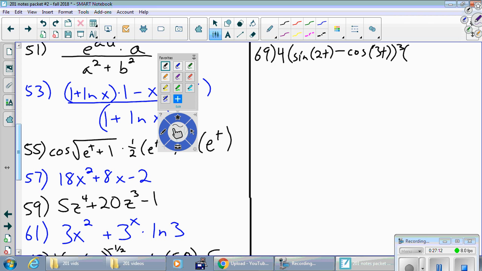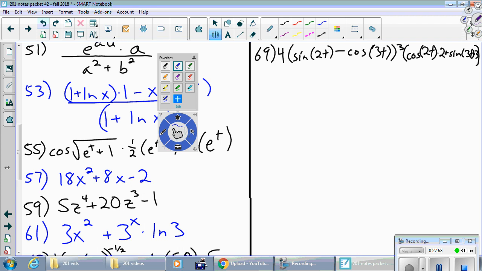Okay, I don't know if we have room here. Let's try it. Sine of 2t, that's sine of stuff. So that becomes cosine of the stuff times the derivative of 2t, which is 2, minus. Derivative of cosine of stuff is negative sine of stuff. So we're going to just change this to a plus. That's good enough. Okay, so cosine becomes negative sine of 3t, and then times the derivative of 3t, which is 3. Okay, good enough. Are we done? Yeah, I think that one's good.